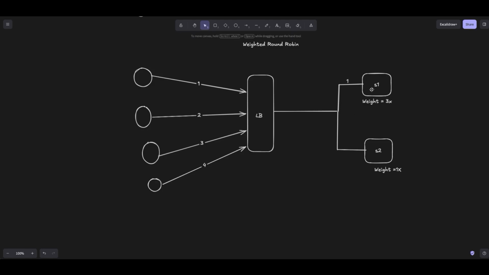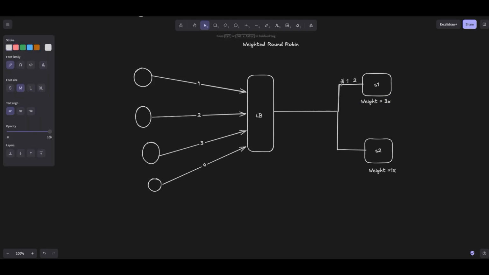Now this still has 0 on server 2. The second time it will see that server 2 is still at 0 and server 1 is at 1, but since server 1 has more capacity, it will get the second request as well. When request 3 comes, it will check again, see 3x, which is 3 into 1, and see that it can still handle 3 requests. So again it will get the third request as well.